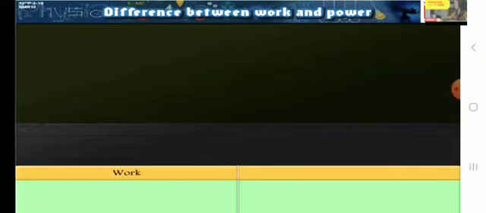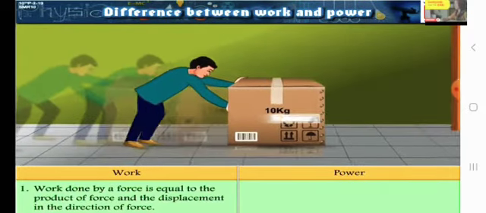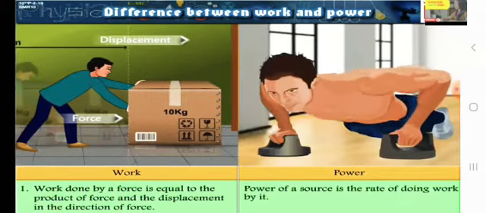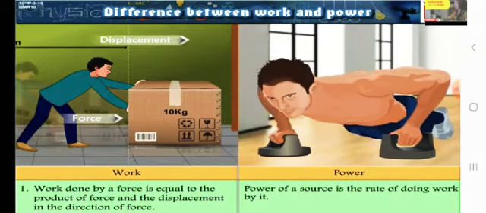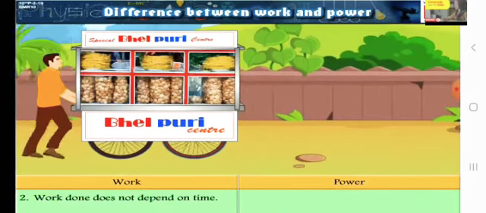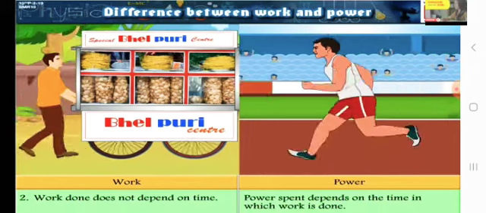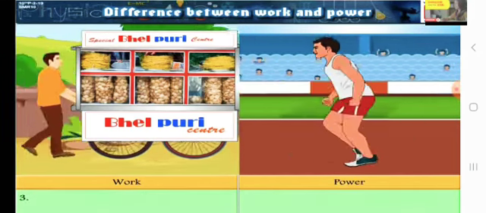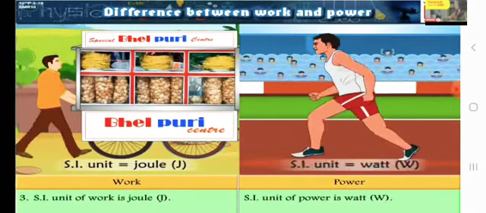Difference between work and power. 1. Work done by a force is equal to the product of force and the displacement in the direction of force. Power of a source is the rate of doing work by it. 2. Work done does not depend on time. Power spent depends on the time in which work is done. 3. SI unit of work is joule. SI unit of power is watt.